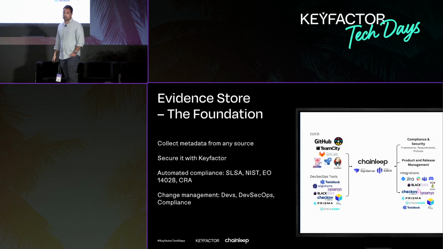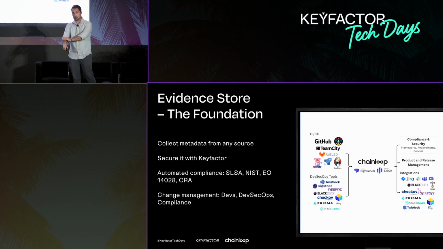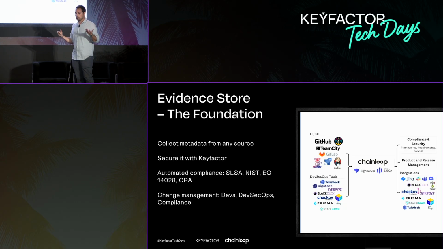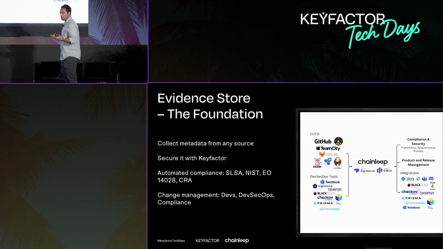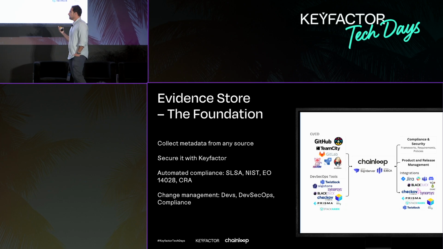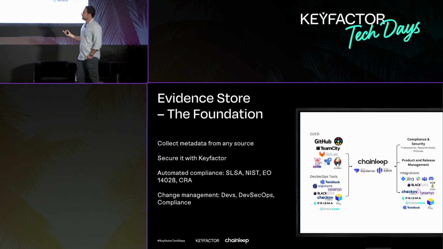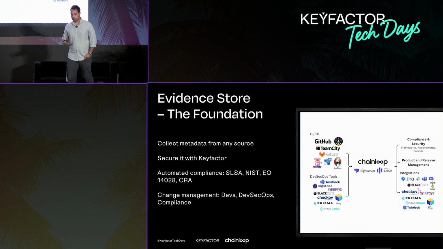So that's why we believe that an evidence store is the foundation for automated compliance. What we're talking about here is reaching compliance automatically, so you can deliver software faster. And an evidence store is a system that allows you to collect metadata from any source, any CI/CD, any tool that you might be using today. This system will make sure to attest that metadata, add those authentication properties, sign that metadata, so you can trust it.